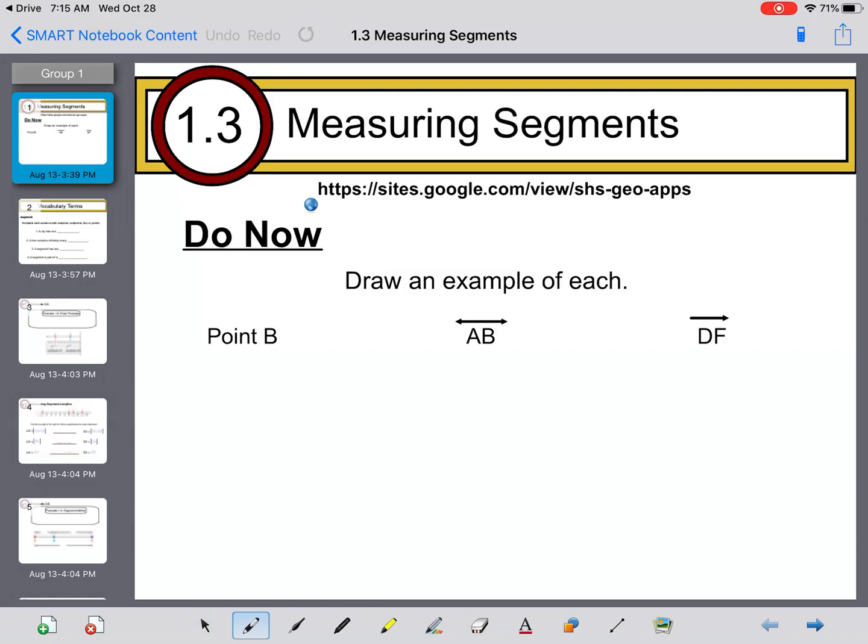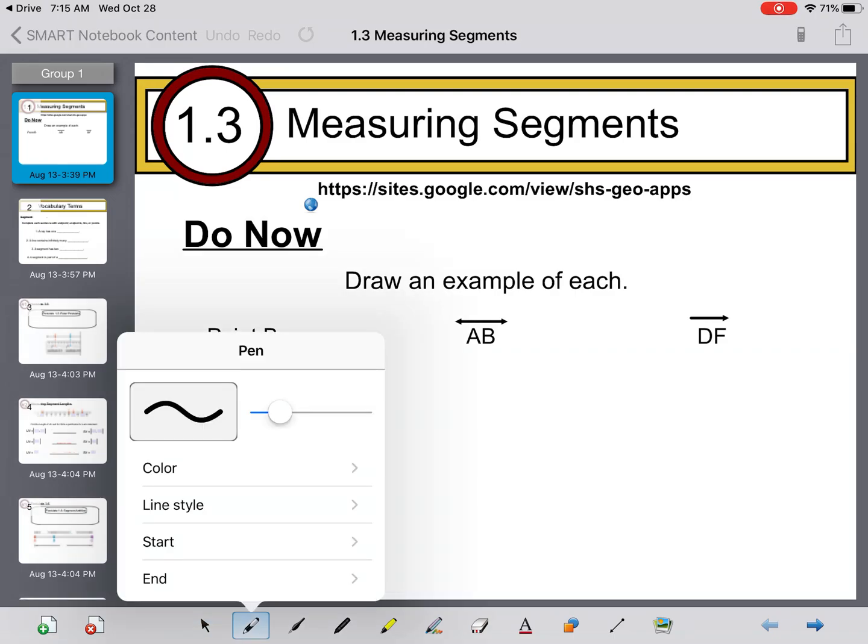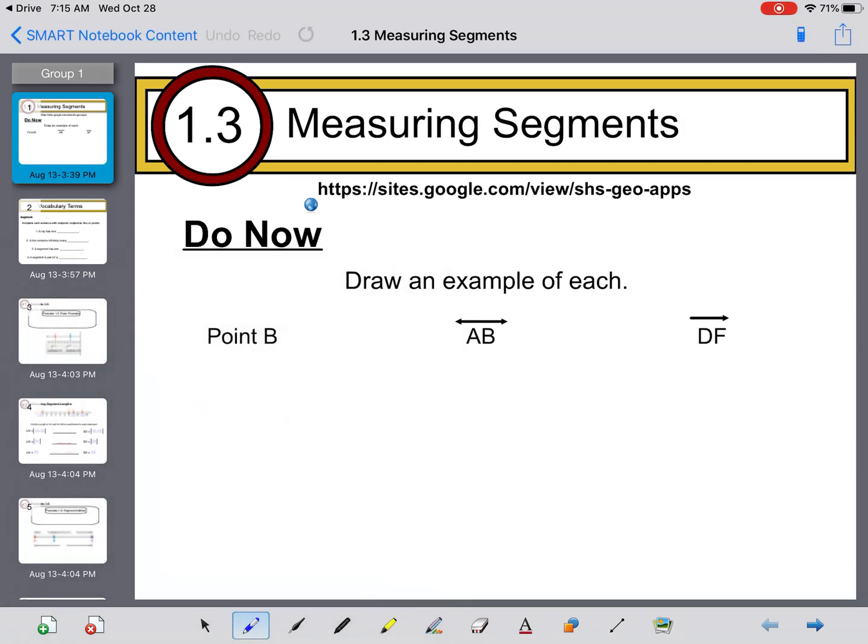First thing I need you to do is draw an example of each: point B, line AB, and ray DF. Like I said, pause the video, give it a shot on your own, then resume when you're ready.